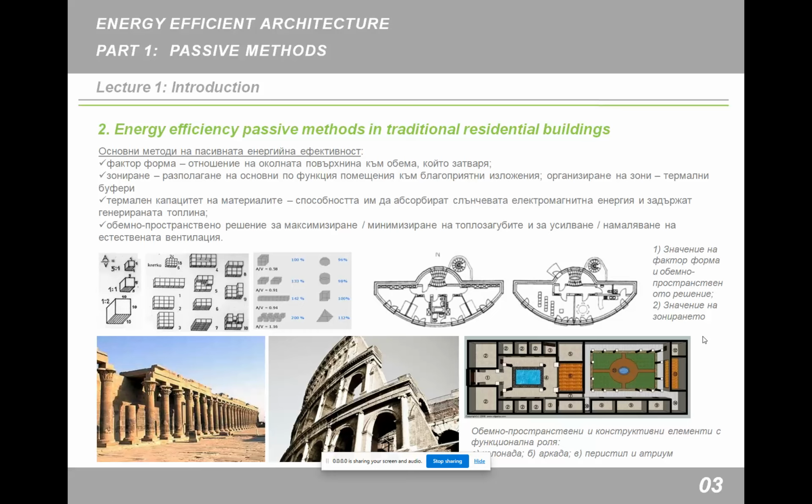The next several slides show how the passive methods of energy efficiency, known for ages, actually from the very first examples of human built shelters, had their impact upon forming the traditional residential buildings. They didn't have such impact upon public buildings because public buildings had another purpose.